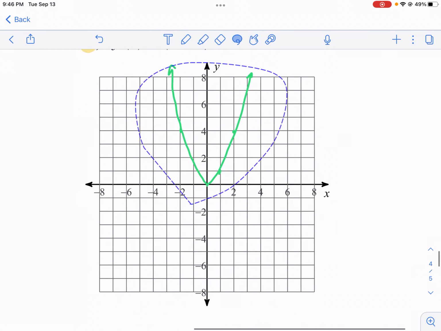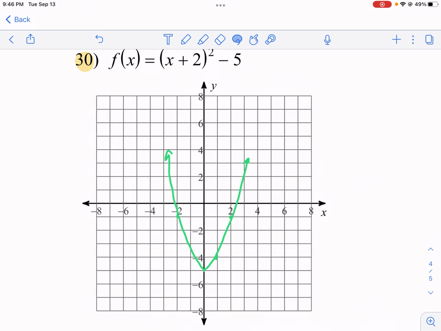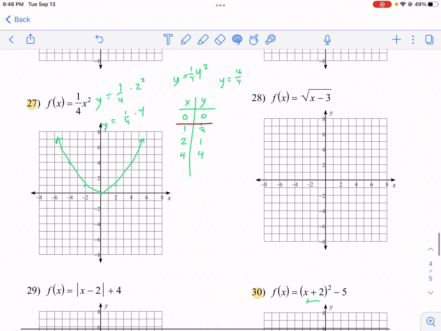I need two things. One, I'm going to move down 5. So I'm going to move him down 5. But then I also have to slide him to the left 2. So I move him to the left 2. 1, 2. And there I am. And that's how you would graph it. So that's all there is to it.